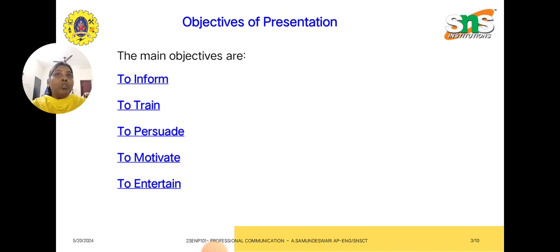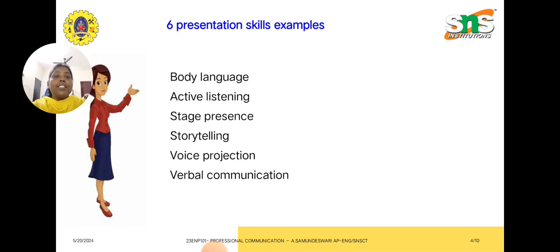If their age group is below 20, in the sense, what is their opinion about this particular topic, or you can connect it with what is their knowledge of that. So you are in a position to inform and to train, and you can convince your readers and listeners while giving a presentation. And the next thing is the 6 presentation skills examples while giving a presentation.